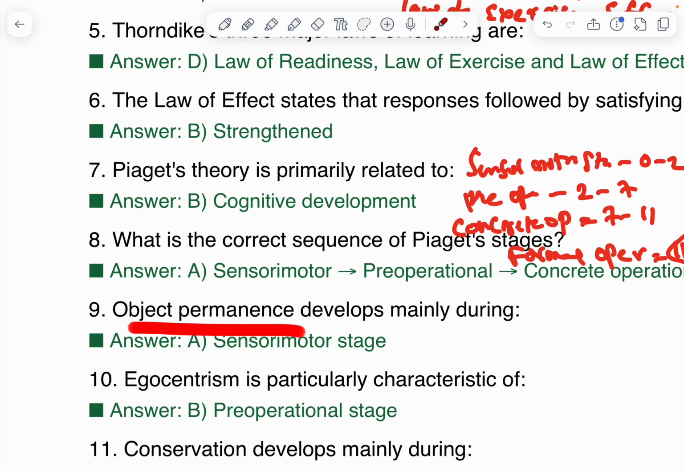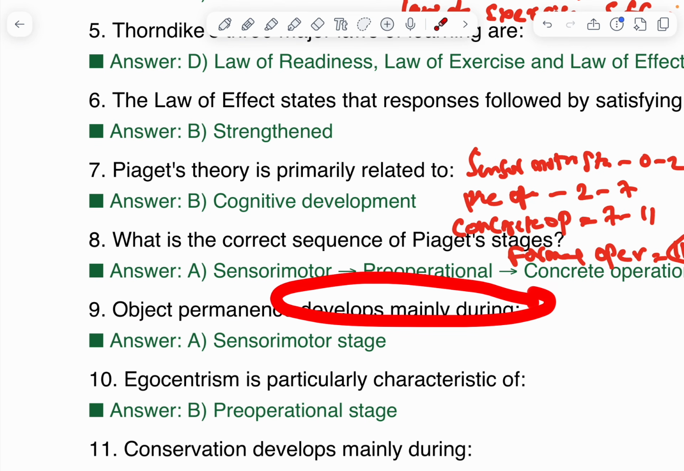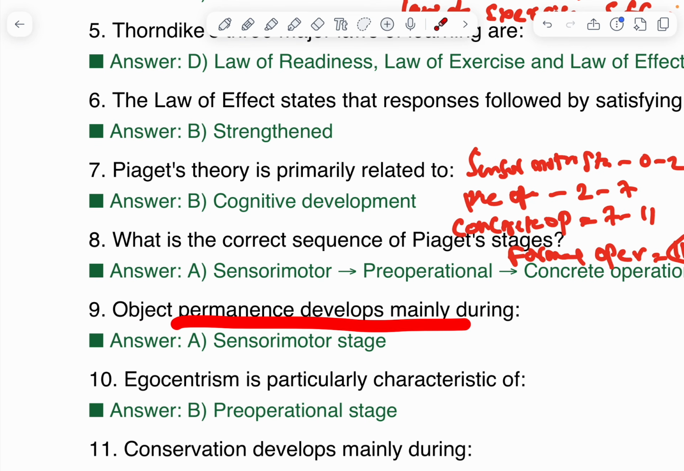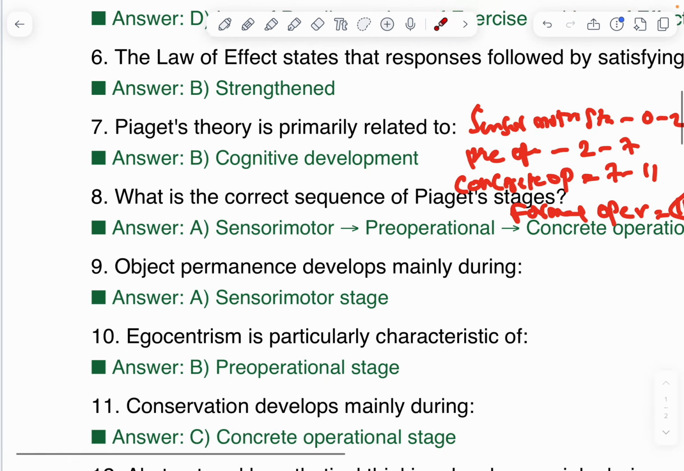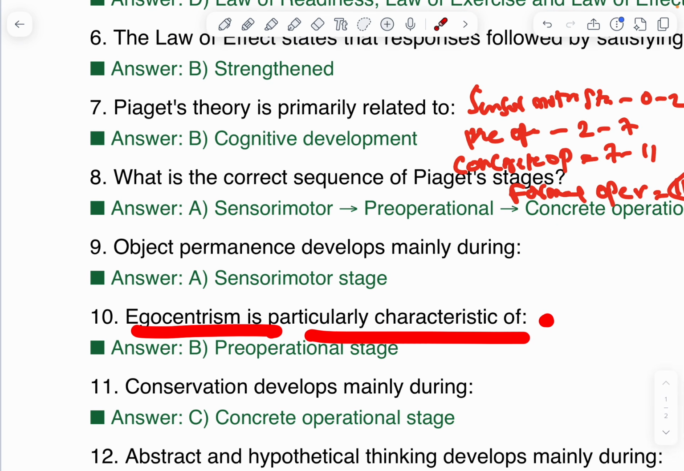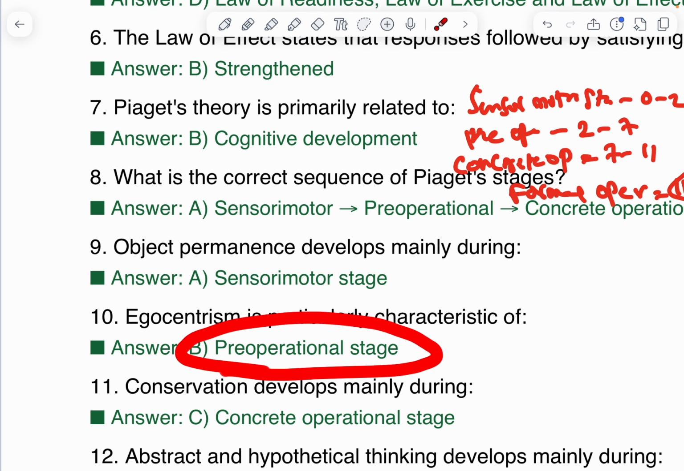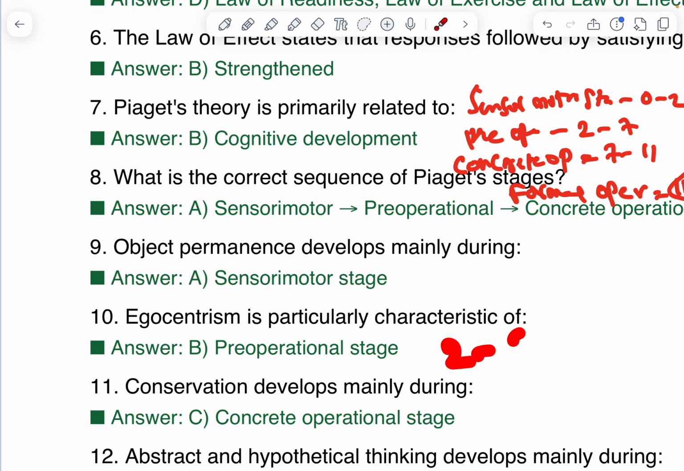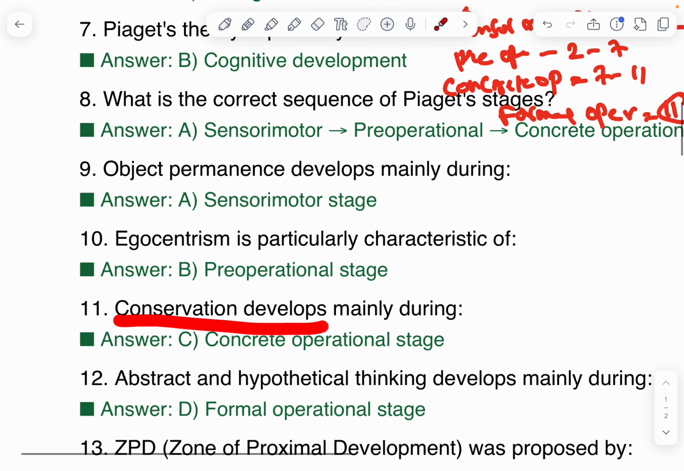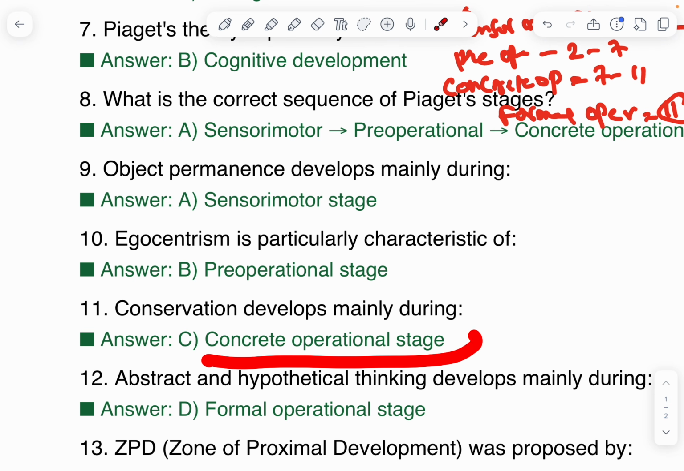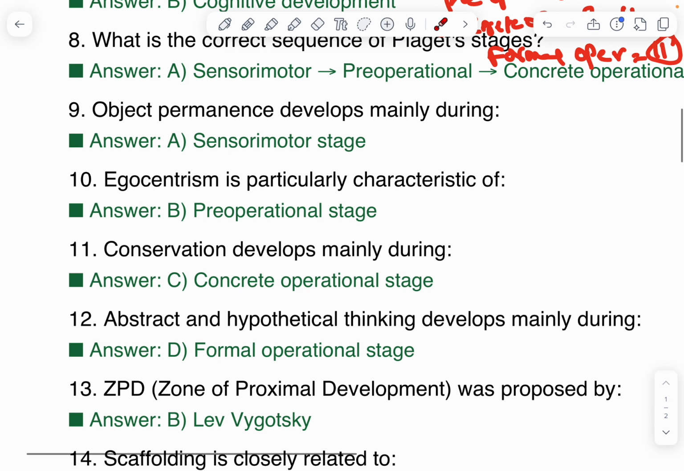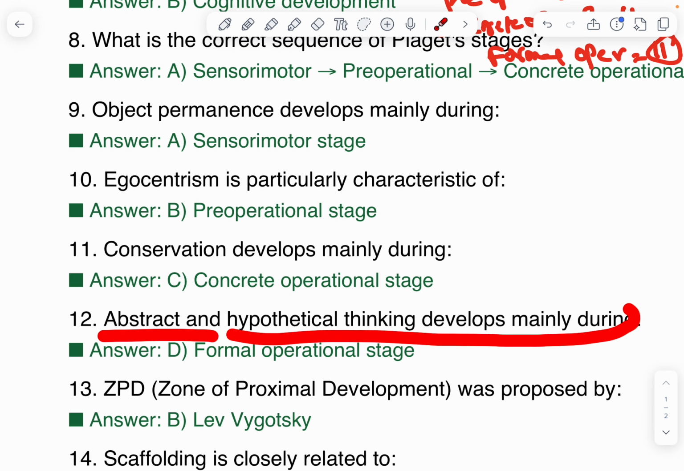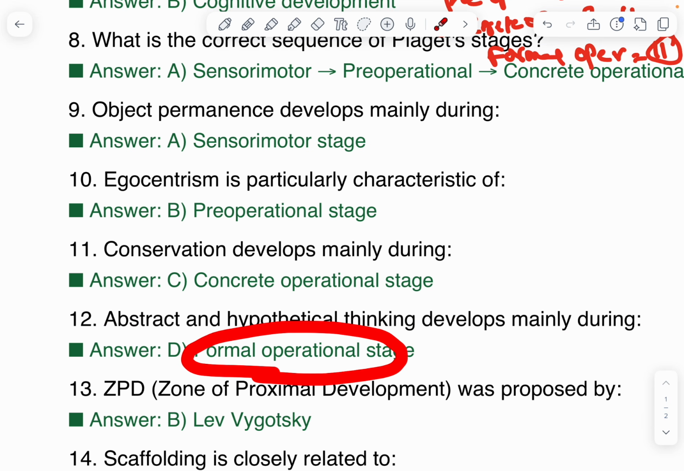Next, object permanence develops mainly during the sensorimotor stage. Egocentrism is particularly characteristic of the preoperational stage, 2 to 7 years. Conservation develops mainly during the concrete operational stage, 7 to 11 years. Abstract and hypothetical thinking develops mainly during the formal operational stage, 11 years and above.